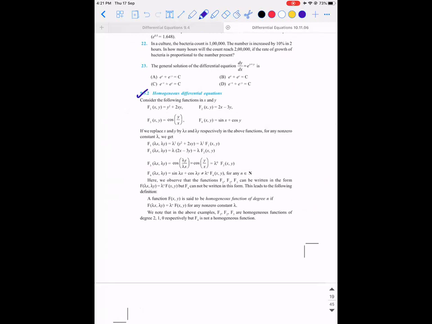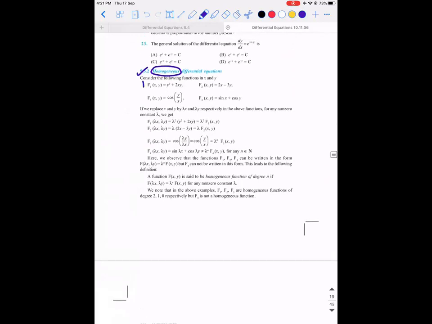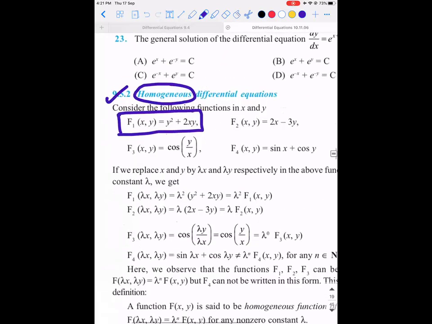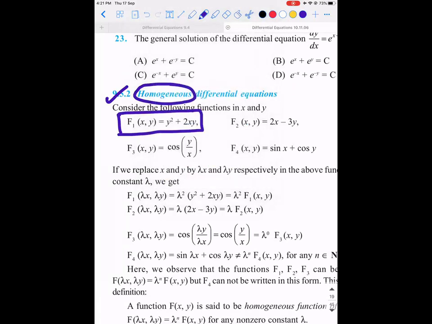So here homogeneous means of the same powers. Okay. So here homogeneous means same power. I'll take certain examples. See, if you see f1, the function of x comma y is given as y square plus 2xy. Okay. So you have to see this, right? Y square plus 2xy. Here the power of y is 2 and in 2xy, the power of x is 1, y power is 1. The sum of both is 2. So this is a homogeneous equation.